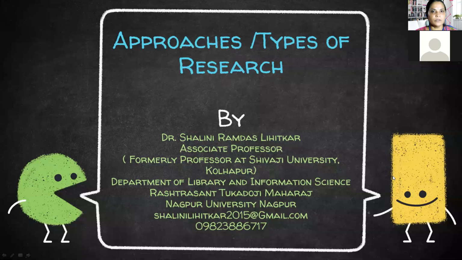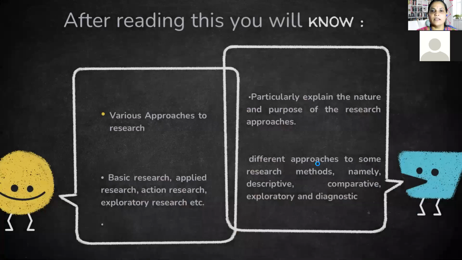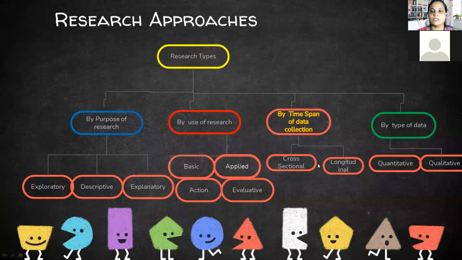And now we are going to see the approaches and types of research. We have seen the four types, that is by purpose of research, by use, by time span of data collection, and by type of data. So we have seen these three types of approaches, and today we are going to see the types by type of data. So directly I will go to that particular slide.